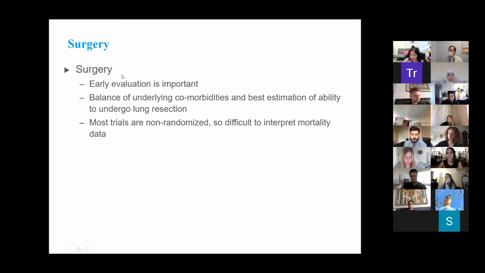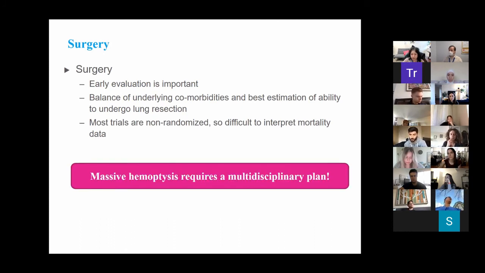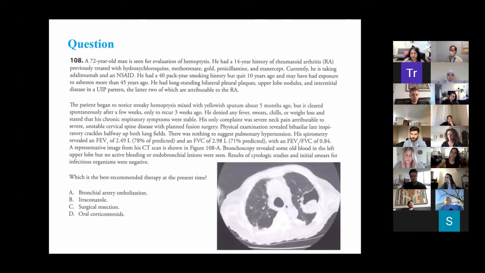And then lastly, unfortunately, really everything that's published for these patients that do get surgical resections are just case reports and case series. So it's really difficult to interpret any of that outcome data. So just a reminder, massive hemoptysis requires a multidisciplinary plan. So we are calling all these services to really be involved.